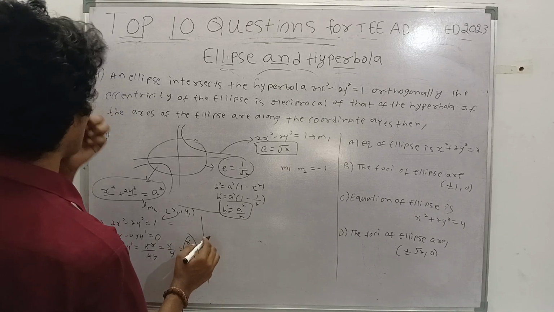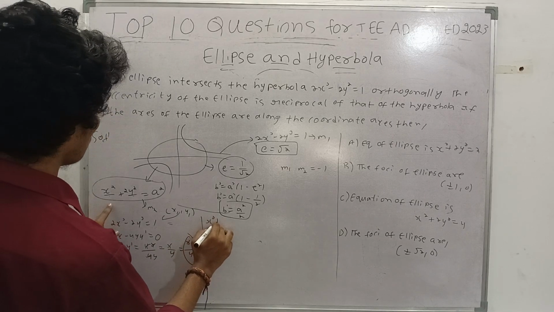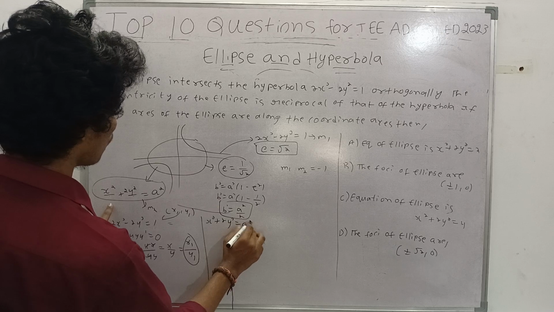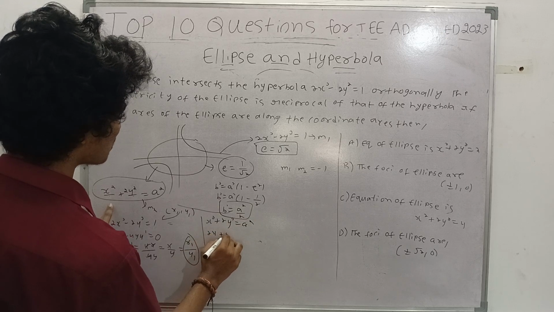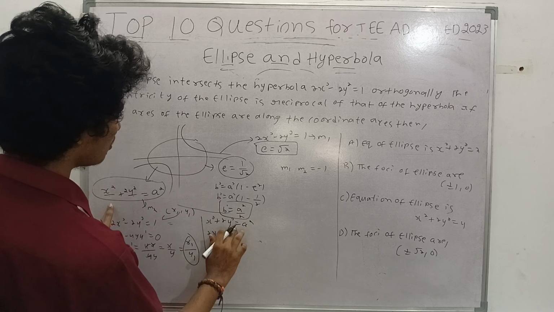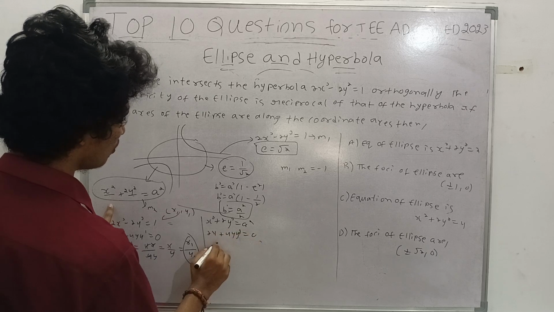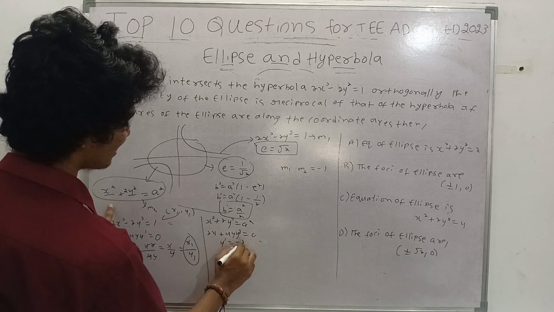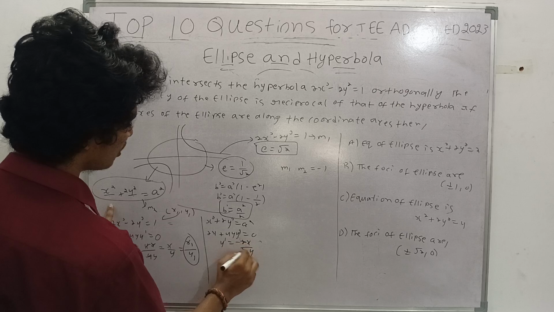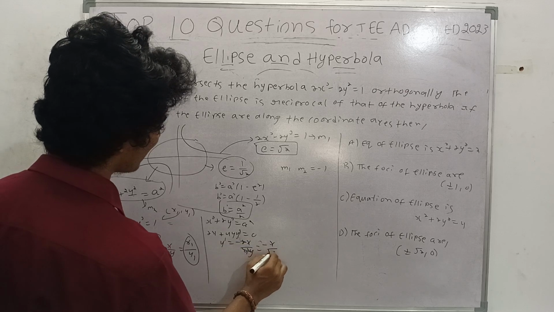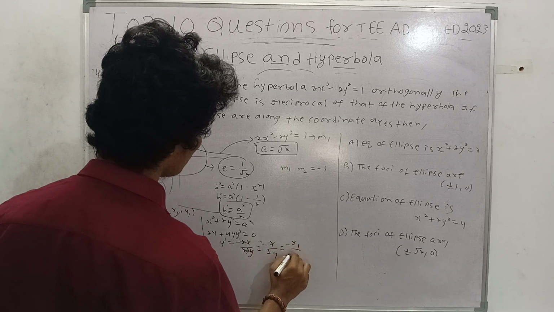Now we have to differentiate the ellipse. What is the ellipse? x square plus 2y square equal to a square. What is the differentiation of this? It will be 2x plus 4y y dash equal to 0. So y dash equal to minus 2x divided by 4y, so it will be minus x by 2y. At the point x1 comma y1, minus x1 divided by 2y1.